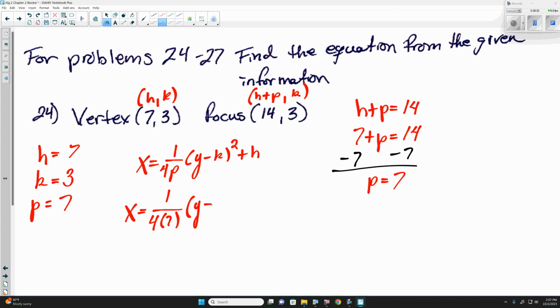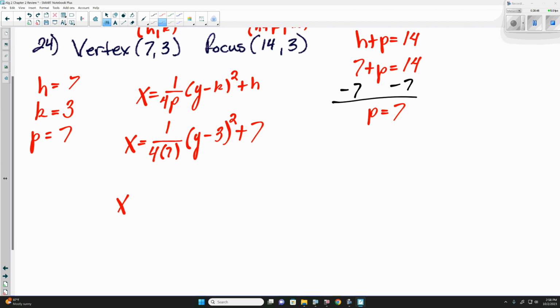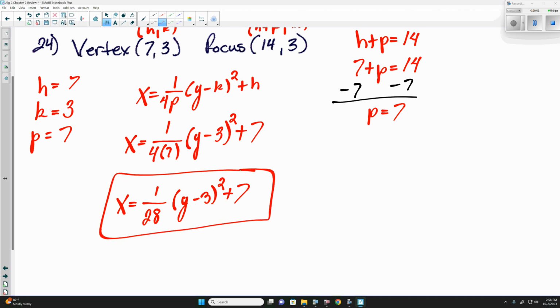Now we're going to plug our values back in. Do be careful that you don't switch the h and k values, or put them in the wrong spot. Because when we do simplify, our 1 over 4 times 7 would be 1/28. We don't have any double negatives, so the y minus 3 will stay there. So we'll have y minus 3 squared plus 7, and this is our final equation. Any questions on any of this here?